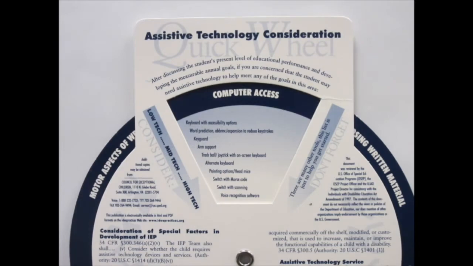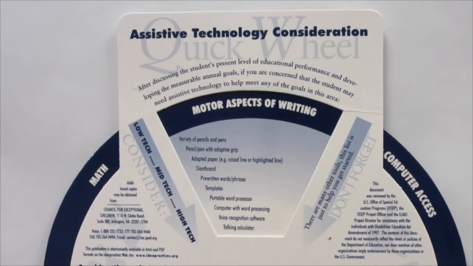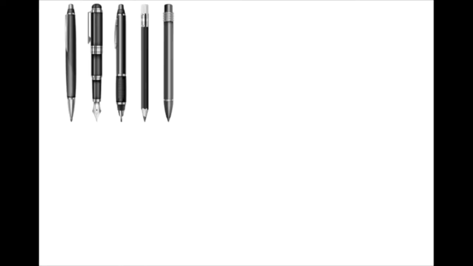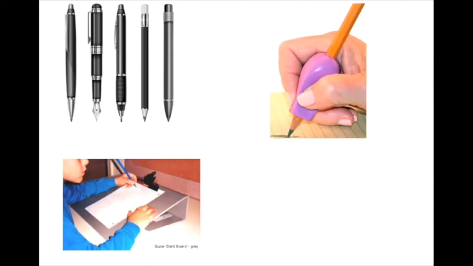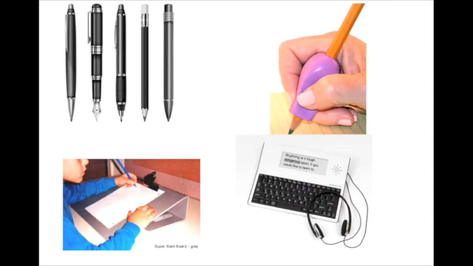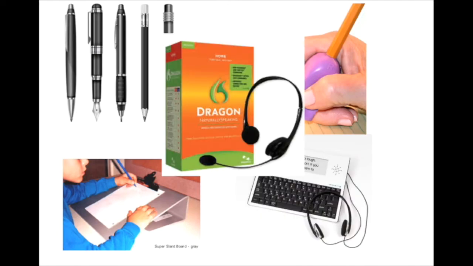The consideration wheel is designed so that an area of focus can be viewed through the window. Suggested technology is then arranged in order from low-tech to mid-tech to high-tech. The first area that we will explore is motor aspects of writing. Starting with low-tech, we consider different styles of pens or pencils, pencil grips, slant boards, portable word processors, and finally at the higher end, voice recognition software.